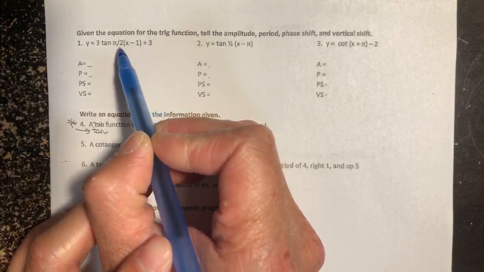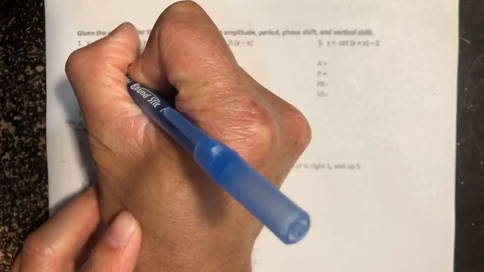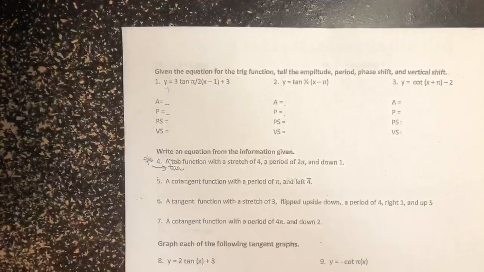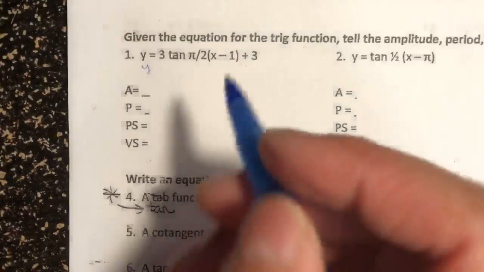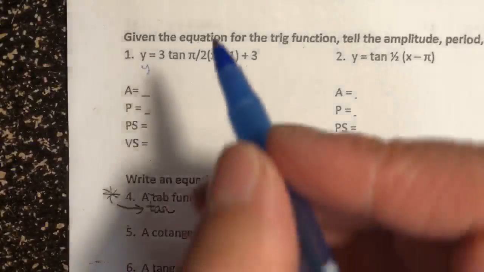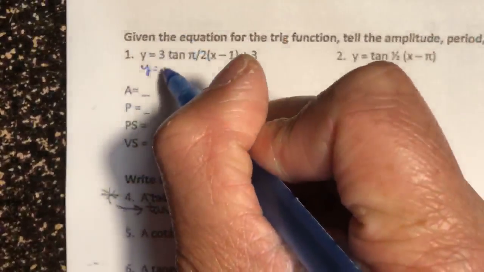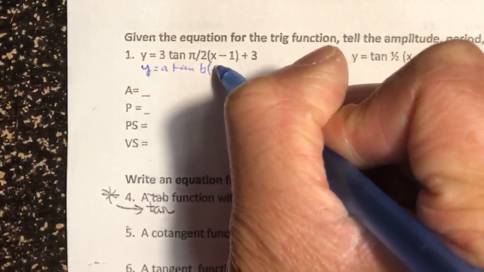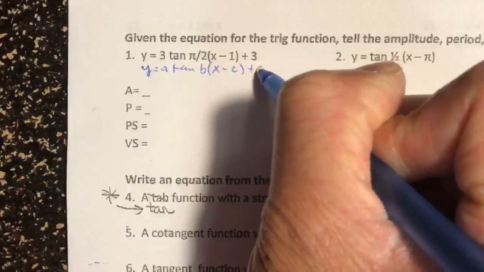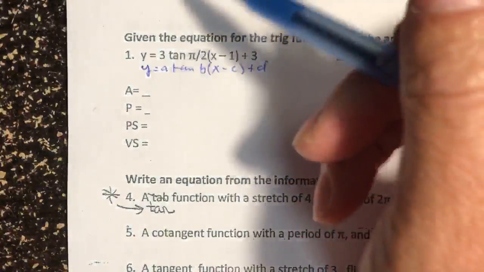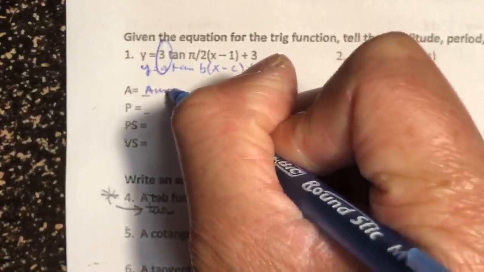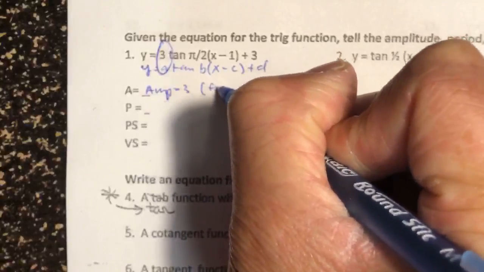So I'm going to first identify the letters, and you can do that by just writing, so we can zoom in here. Y equals A tangent B, comma, x minus c plus d. So my A is equal to 3, so my amplitude is equal to 3. But remember, that is fake.